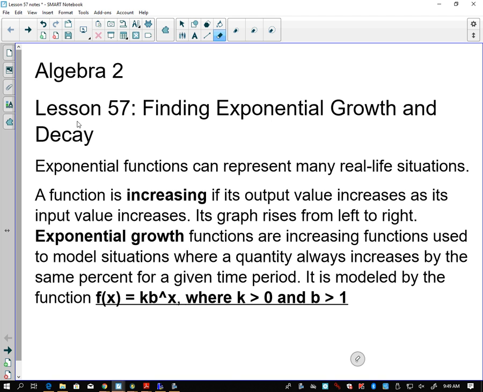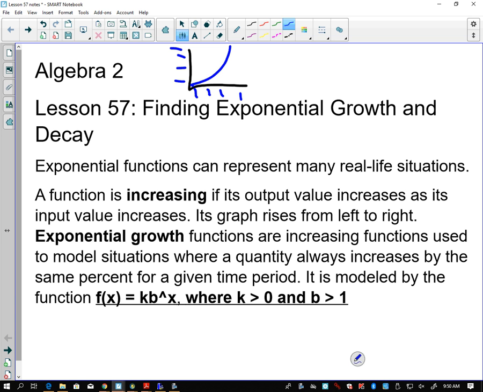A function is increasing if its output increases as its input value increases. So if we're looking at a graph, as we get further to the right, it's going to increase exponentially. As this number increases, this number increases. Does that make sense? Okay, that's exponential growth. Its graph rises from left to right.